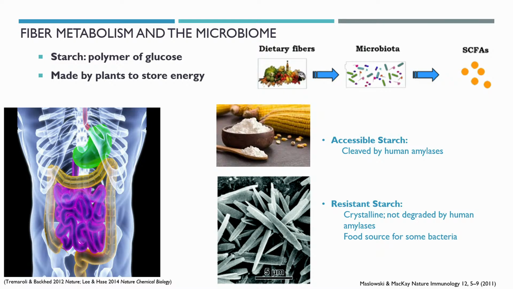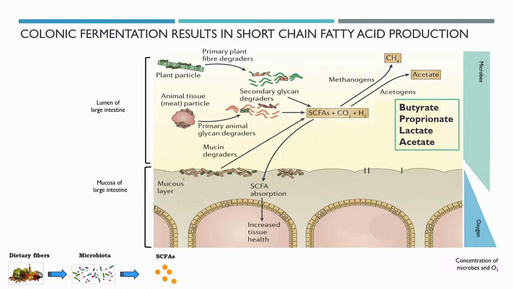Does that make sense? So this process is called colonic fermentation. Basically, these bacteria are using the resistant starch, and this is called fermentation, one form of it. And this results in short-chain fatty acid production. So I'll walk you through this.